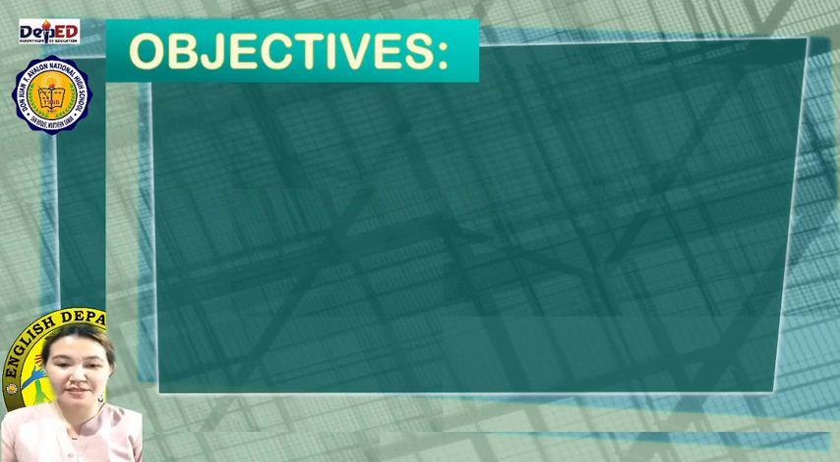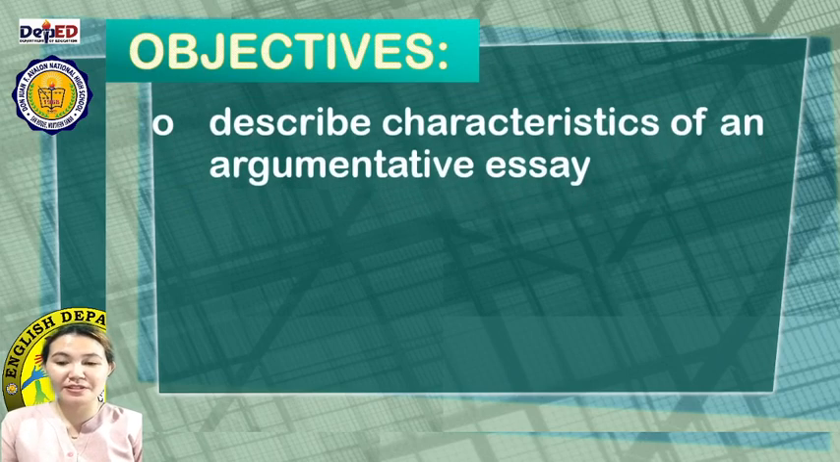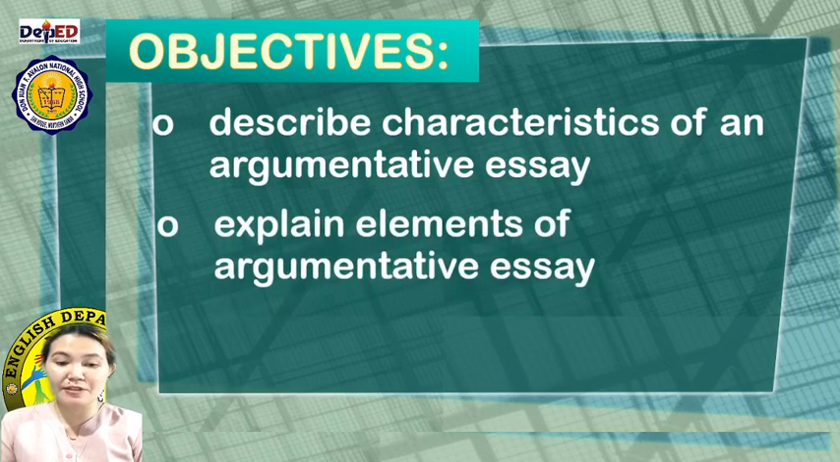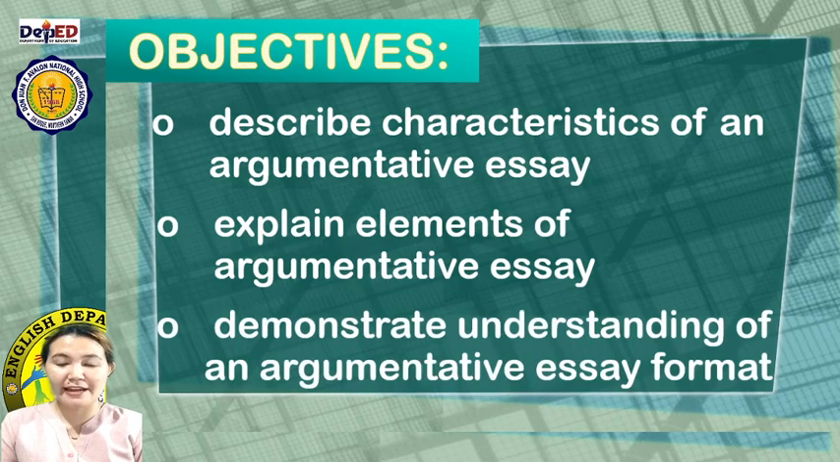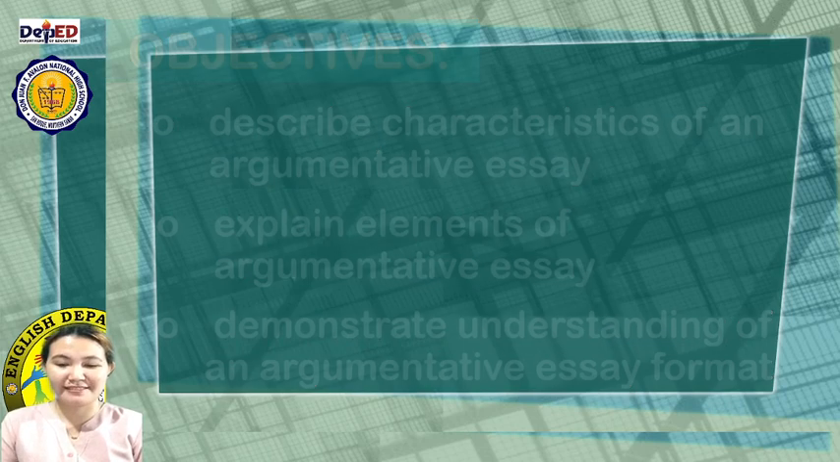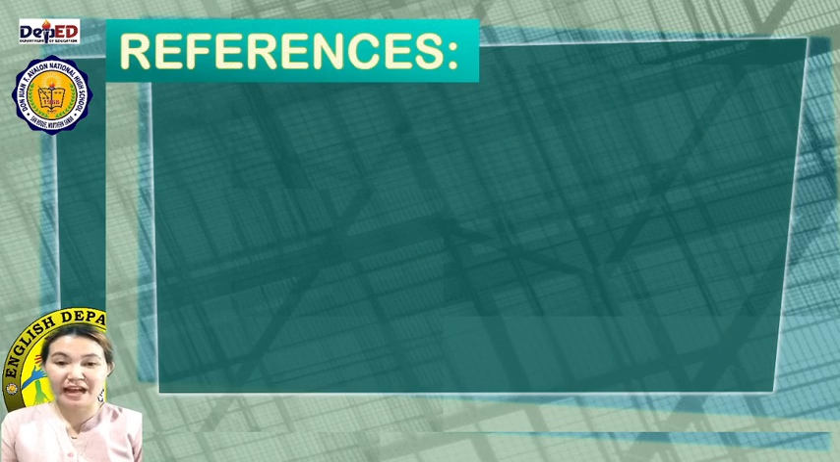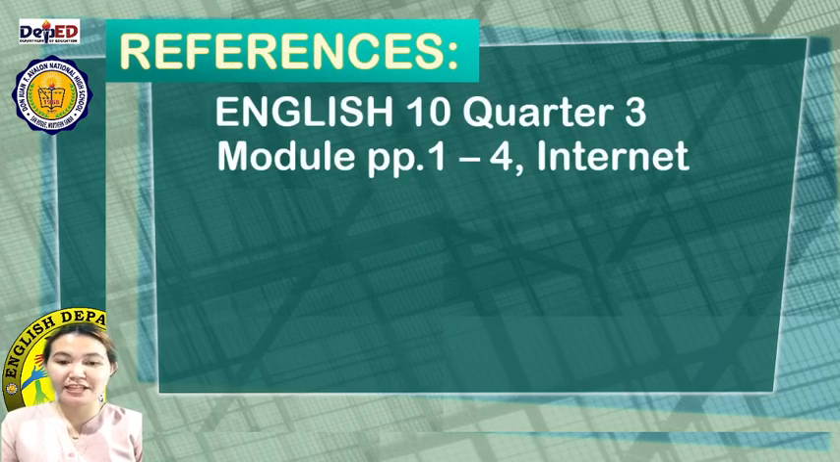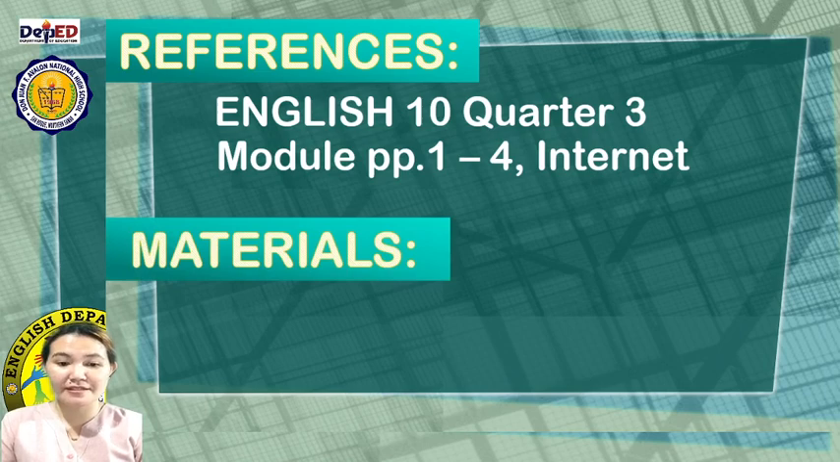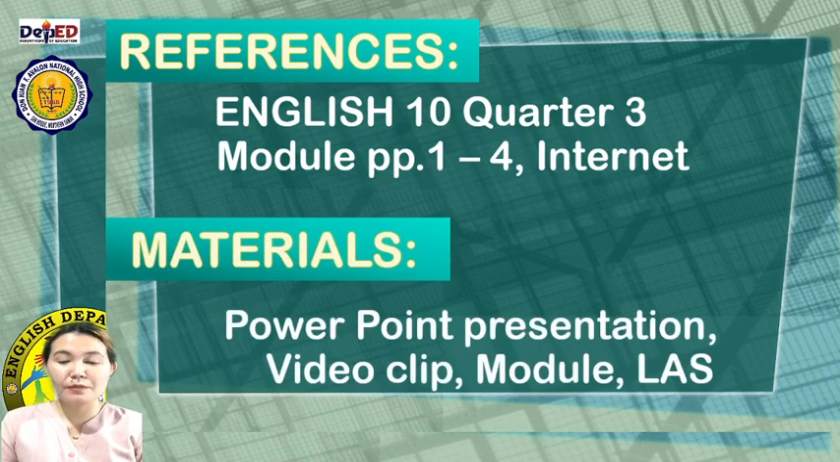Our objectives are to describe characteristics of an argumentative essay, explain elements of an argumentative essay, and demonstrate understanding of an argumentative essay format. Our references are the English 10 Quarter 3 module, pages 1 to 4, and the internet. Materials: we will be using a PowerPoint presentation, video clip, module, and the LES.